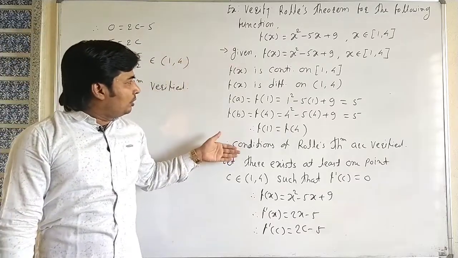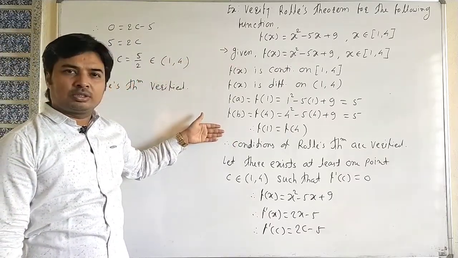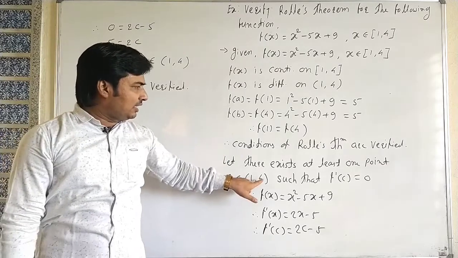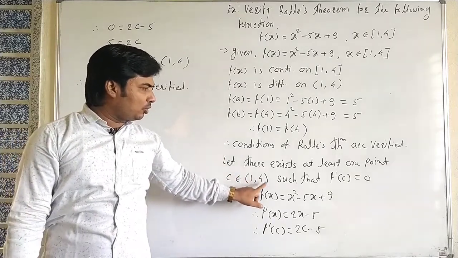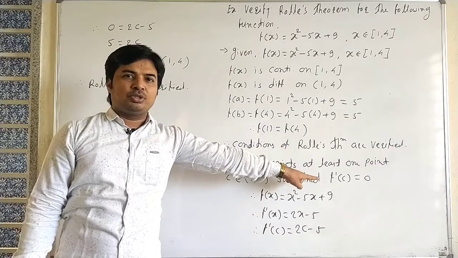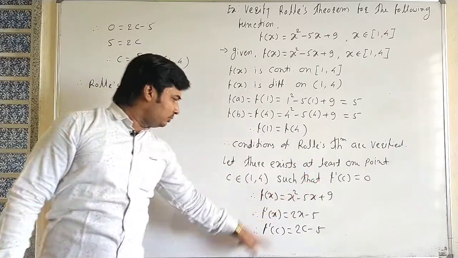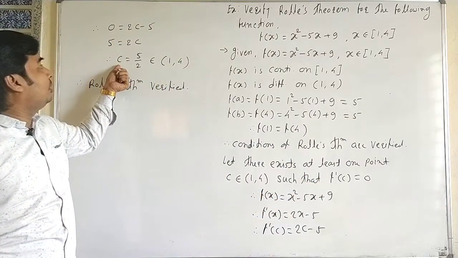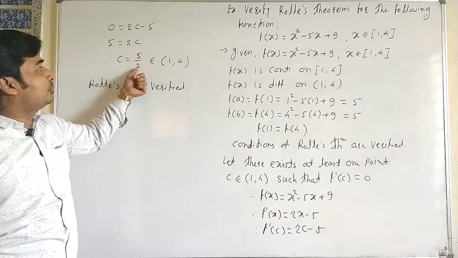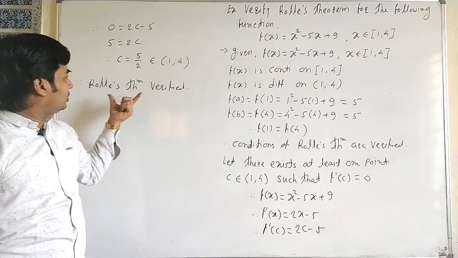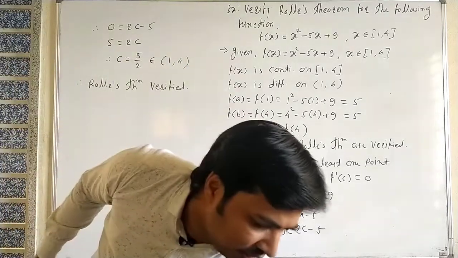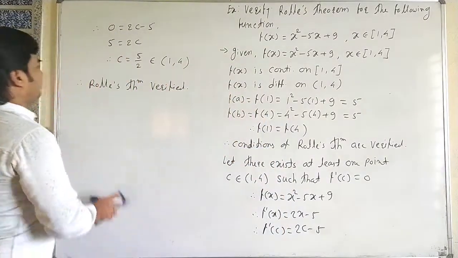First we verify the three conditions of the Rolle's theorem, and then there exists at least one point c belongs to 1 comma 4 such that f dash of c equal to 0, and using this condition we find the value of c, and c is equal to 5 by 2, which belongs to 1 comma 4, therefore Rolle's theorem verified. Okay, now next example.